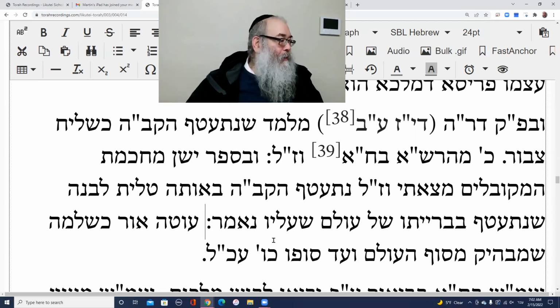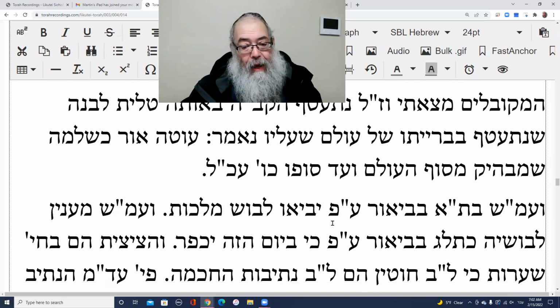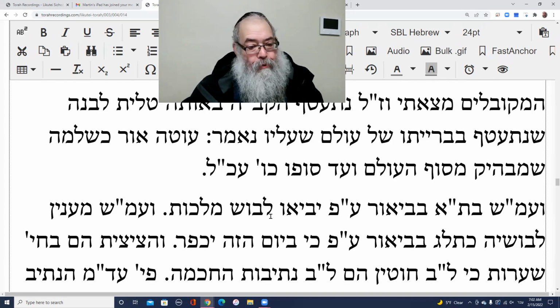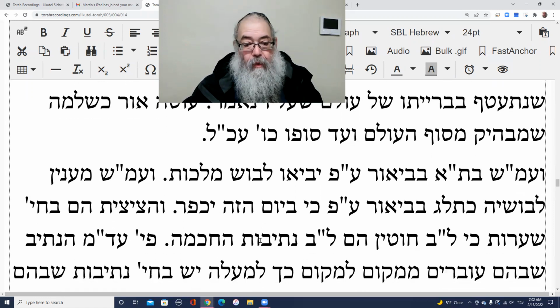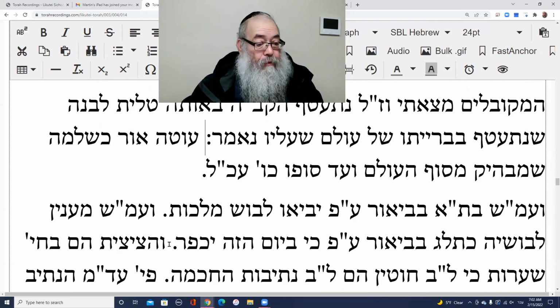First of all, the Rebbe brings down a Marsha, but it's also amazing how the Marsha brings down from the Mekubolim, explaining the Gemara, the chidush over there. So he explains the meaning of the pasuk, "yaviu levush malchus." So that's the part of the levush.